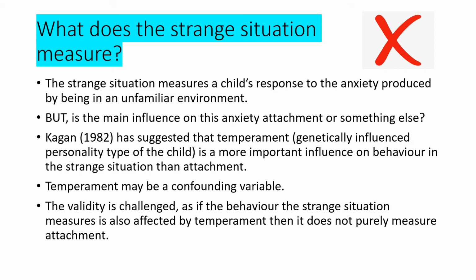Okay, so Kagan in 1982 suggested that temperament is actually more important in terms of its influence on behaviour in the strange situation than attachment is. So temperament may be a confounding variable. It may be confusing us. So are we measuring the temperament, or is it the attachment type? So it's something that might be getting muddled, in the sense that it might be testing that when we think it's actually testing attachment type. So here we can say that the validity is challenged, as if the behaviour in the strange situation is also affected by temperament, then it does not purely measure attachment.